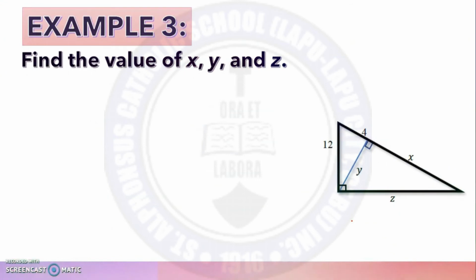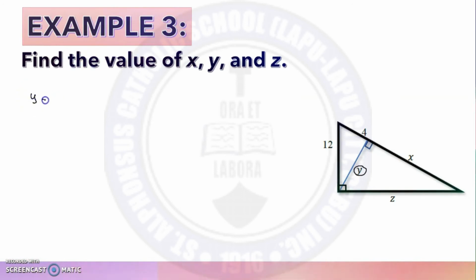Find the value of x, y, z given this figure. So it's important again, class, that we're going to use the concepts of the corollaries. So let's start with y first. Okay? So according to corollary 1, the altitude of the right triangle is the geometric mean.